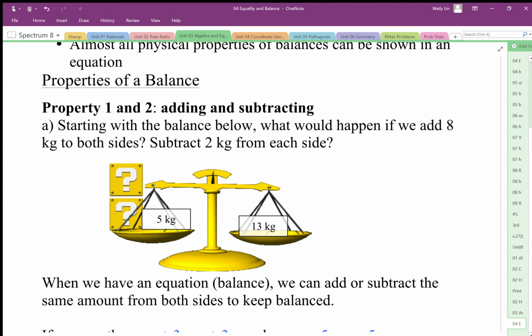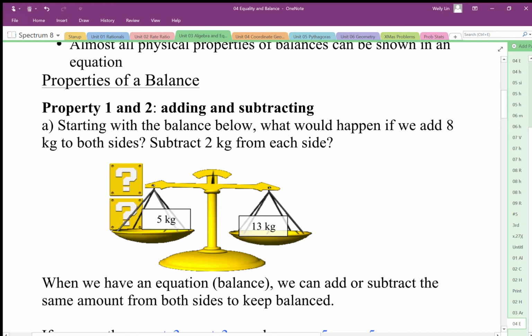What that means is that if we start with a balance, and this is this expression here, maybe we'll call that 2x plus 5 kilograms, balances 13 kilograms. If I add 8 kilograms to this side and 8 kilograms to this side, we're going to stay in balance because it's not going to tip over. If I take away 3 kilograms on this side and take away 3 kilograms on this side, this balance is going to remain balanced, and that's a very important thing.